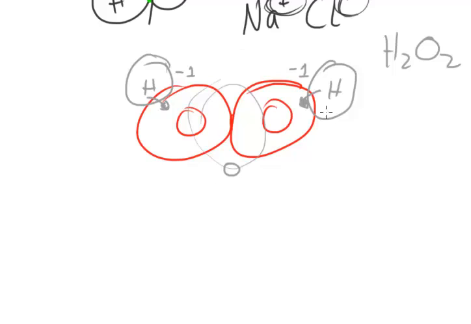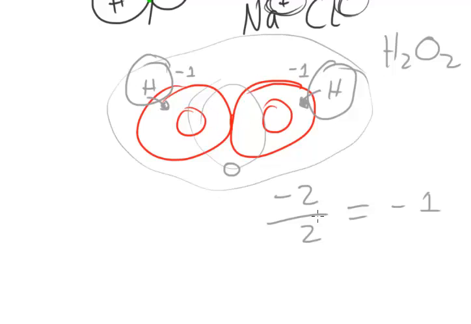So in total, both oxygens combined have an oxidation number of -2. But if we ask what is the oxidation number of oxygen, since there are two oxygen atoms, we have to divide this -2 by 2, and that gives us -1. So we say that in this particular molecule, oxygen has an oxidation number of -1, or oxidation state of -1, and hydrogen has its usual oxidation number, which is +1. So that's what it would be in that case.